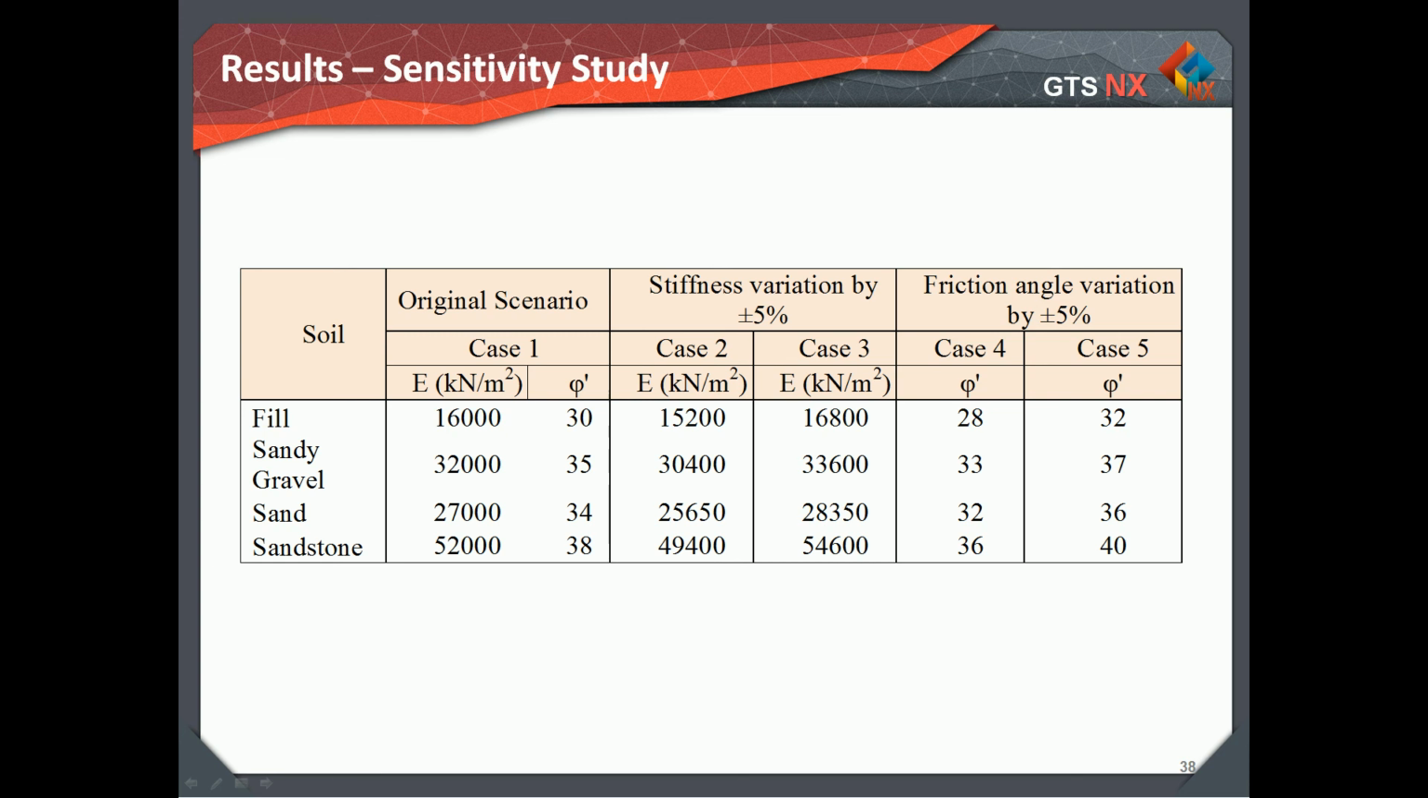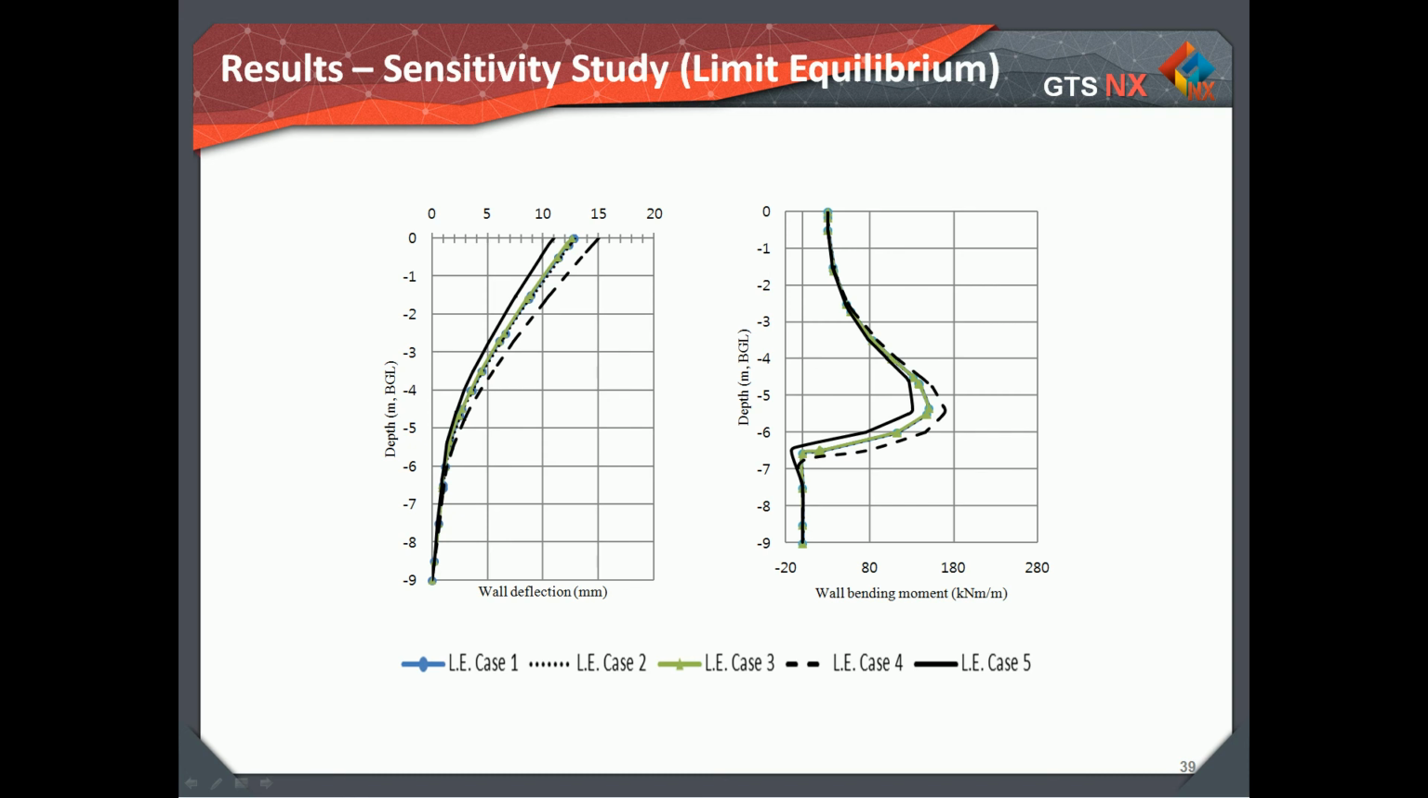To keep things simple, the sensitivity of the key analysis outputs with respect to plus minus 5% variation on soil stiffness modulus and friction angles are presented for three layer soil at excavation stage. This is the result of the sensitivity study from the limit equilibrium method, considering 5 cases.